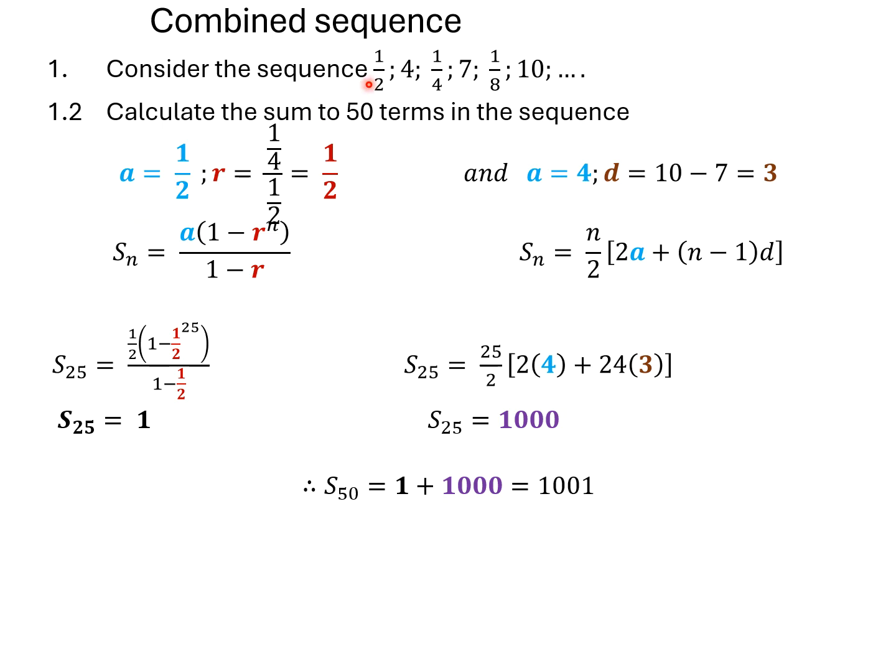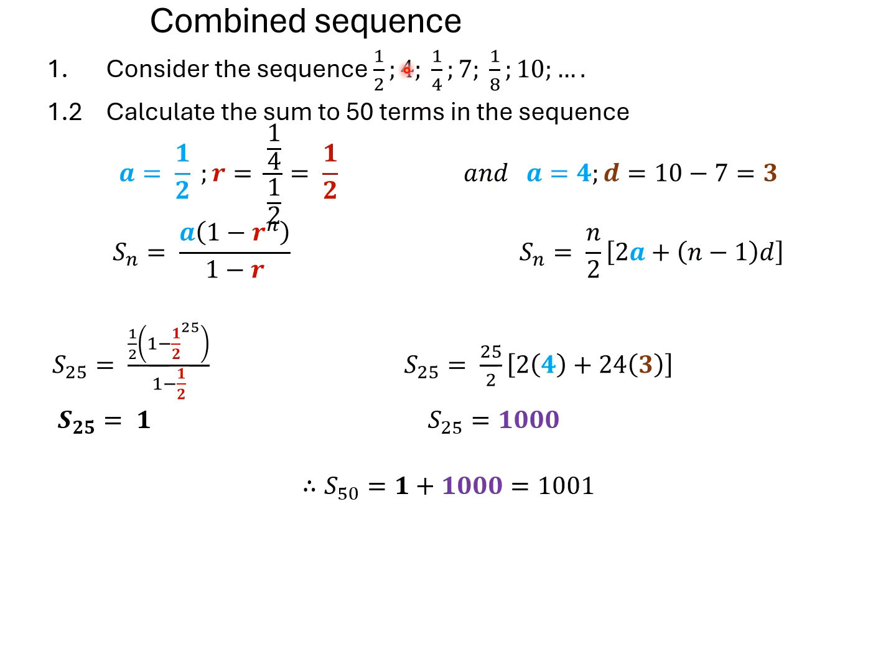we knew a was half, and the r we got was also half. Alright, so from there, Sn equals a(1 minus r to the n) over 1 minus r, because we're dealing with the geometric sequence. a being half, r being half, half to the power 25, 1 minus that, over 1 minus half. All of that, if we punch it in on a calculator, we get the answer of 1.